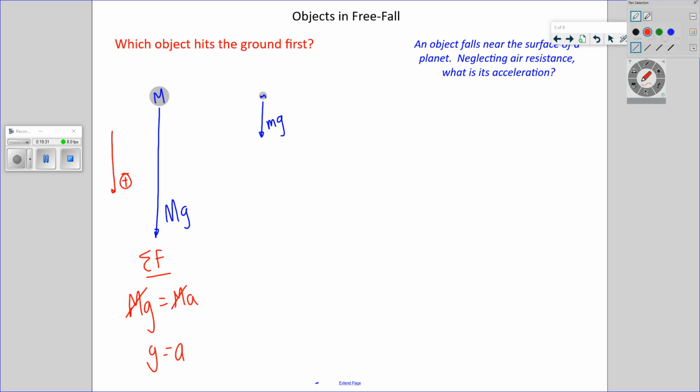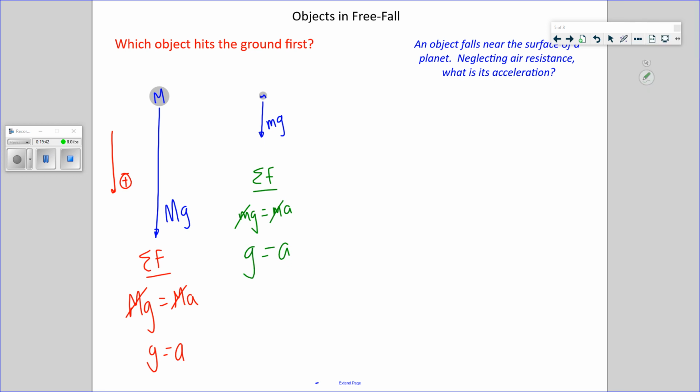Over here, write our net F. Little m g equals little m a. Oh, well, look at that. These objects have the same exact acceleration. And that acceleration is g.